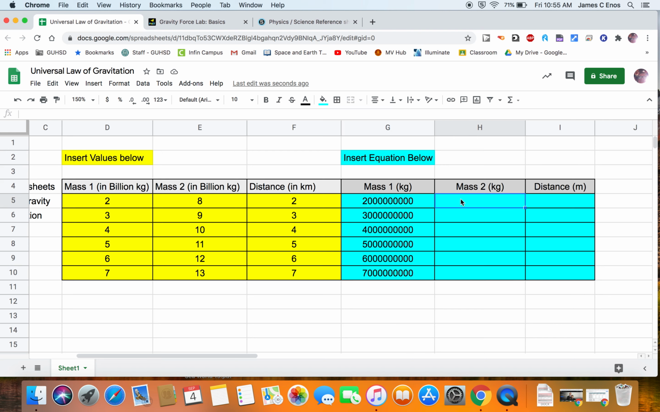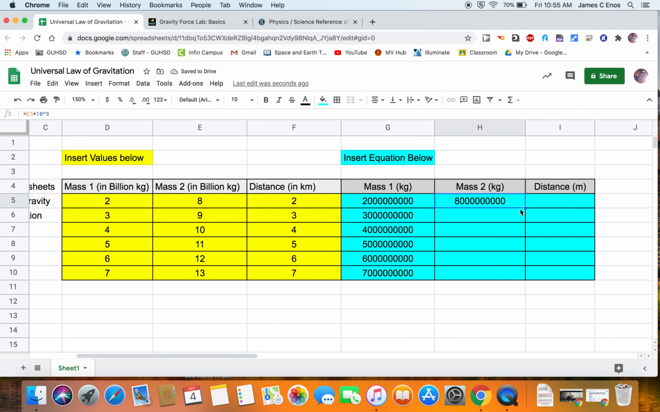subsequently. I'm going to do the same thing for mass 2, where I'm going to type in equals, and I'm going to get to the cell where I typed in for mass 2. And so now mass 2 was in E5. And I'm going to do the same thing where I'm going to multiply. So I'm going to do star 10 caret 9. And then I hit enter, and it gives me 8 billion.